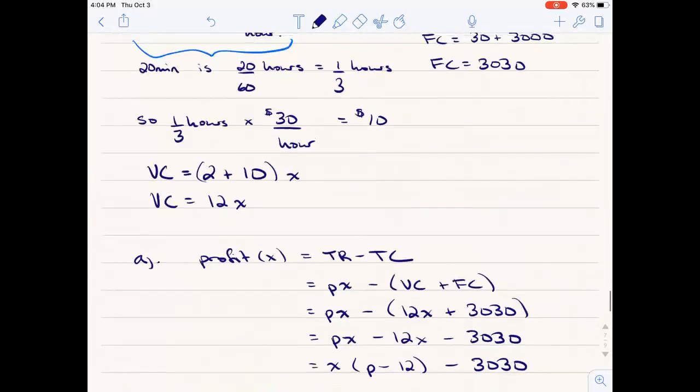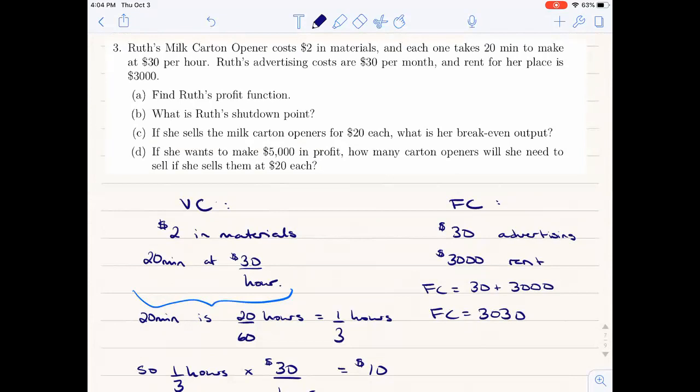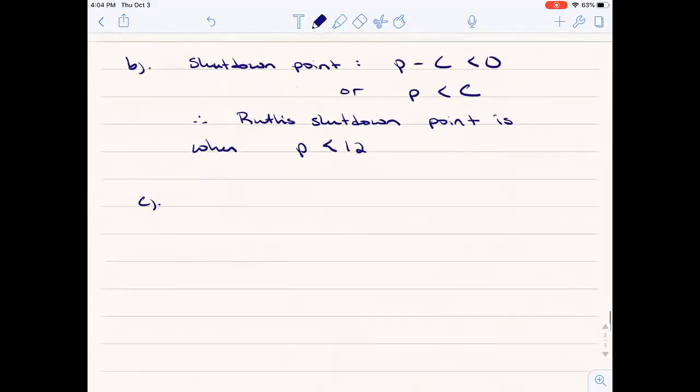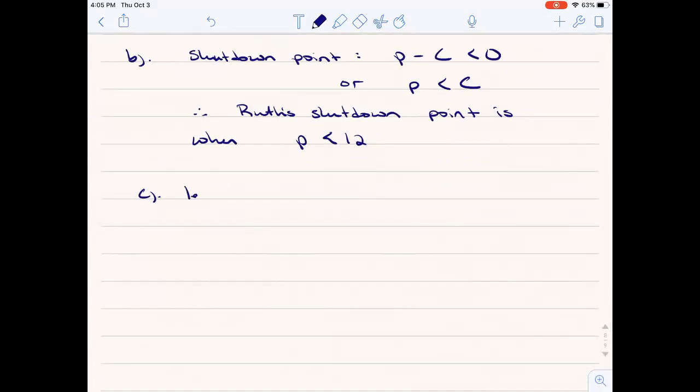Part C asks what? If she sells the milk carton openers for $20 each, what's that telling us? It tells us that we have to set P equals 20 now. What is her break-even output? Okay. So we're going to let P be $20. Find the break-even output.